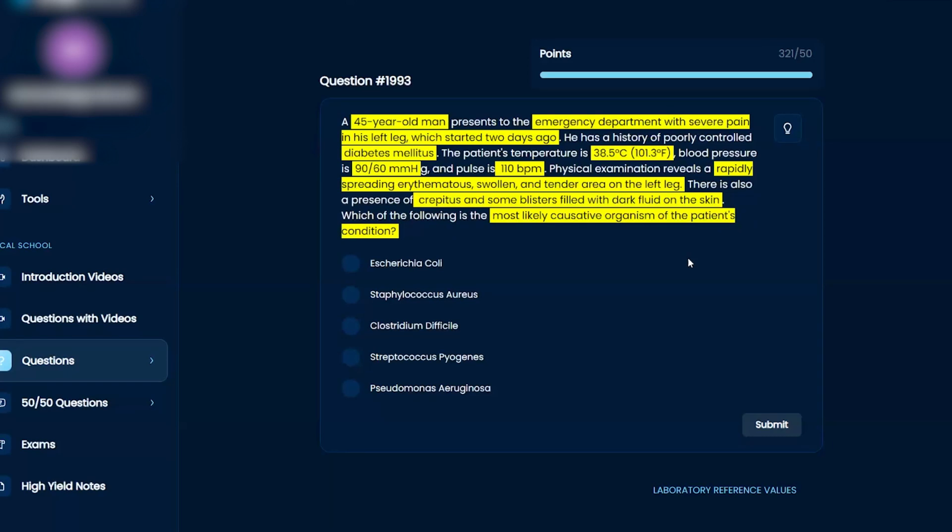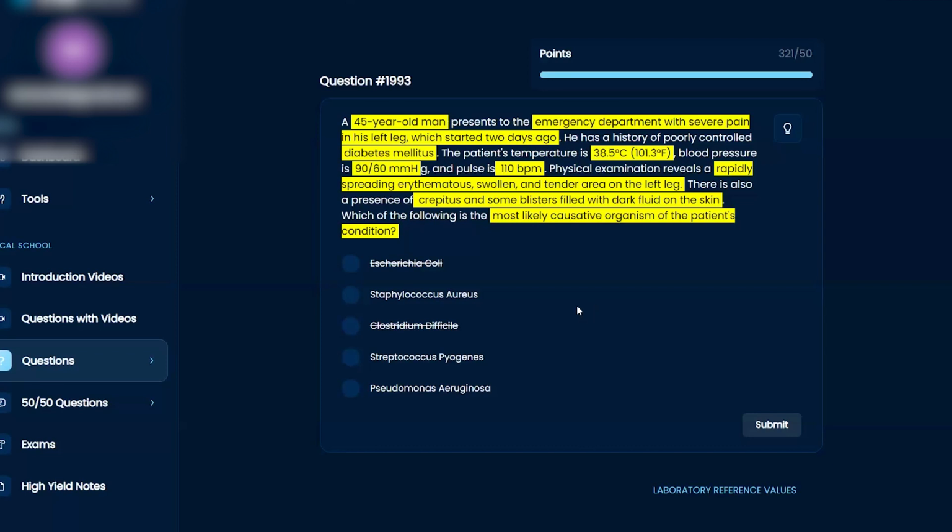So, I think the main characteristics would be the crepitus and the blisters with the dark fluid on the skin. That's telling me that maybe there's some necrosis. Going on, I would rule out Clostridium difficile because that wouldn't cause this. E. coli as well, because it probably doesn't cause a leg infection. Then narrow it down to these three choices at least.